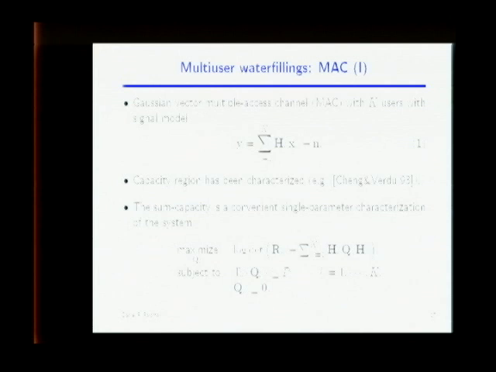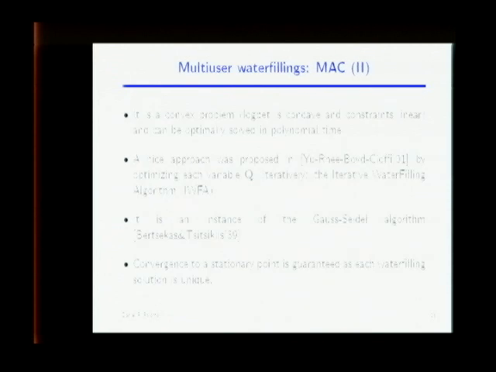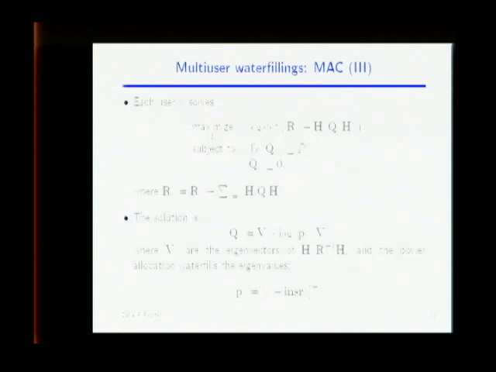Why do we want to optimize in such a sequential way? Because everything becomes very simple. This is what I'm saying. Convergence to a stationary point is guaranteed. So why do we want to do this iterative maximization? Because when we optimize with respect to one user only, the problem is something like this, and the solution is well known.